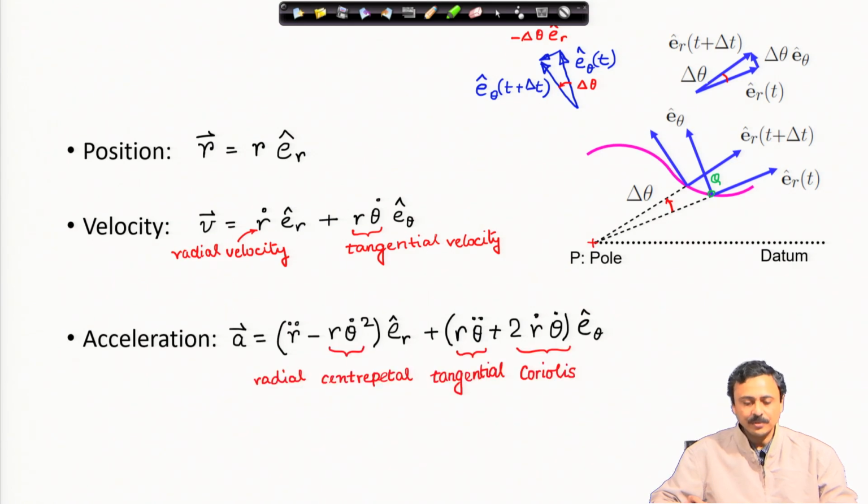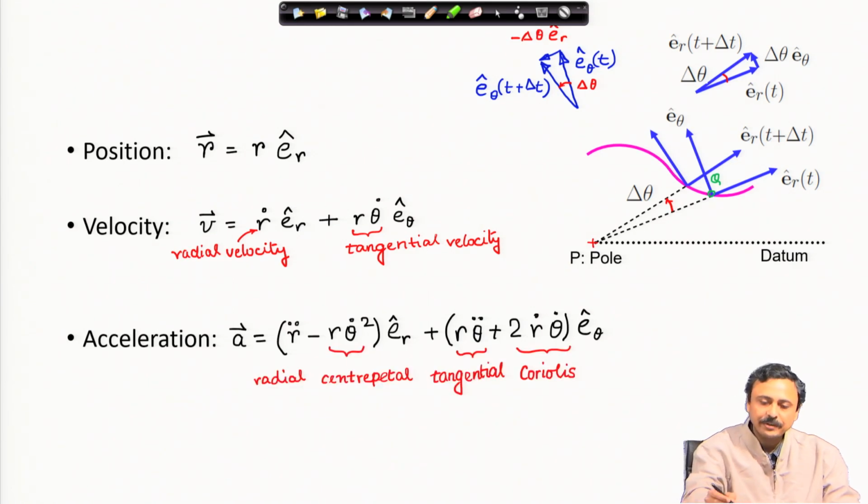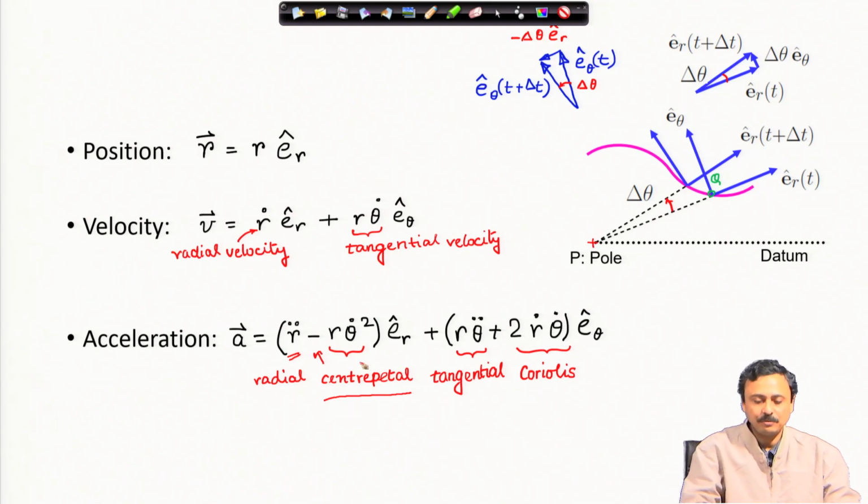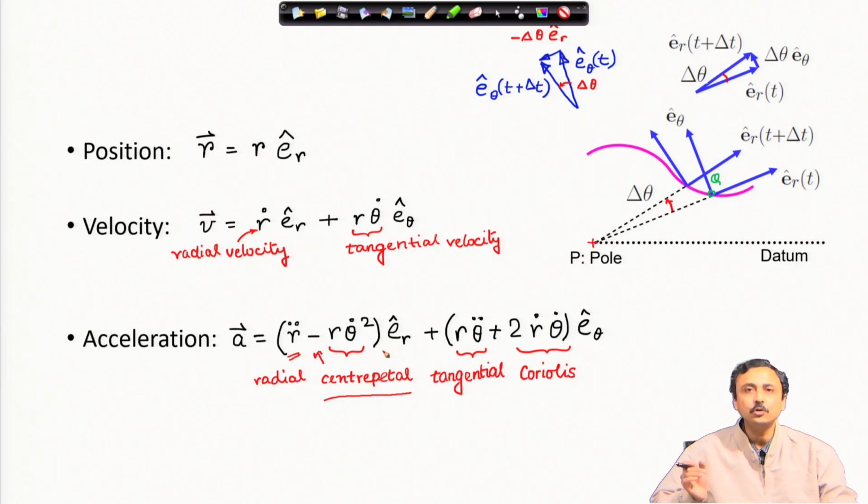Whereas, in the acceleration, we have these 4 terms. The first term is the radial acceleration, r double dot, the rate at which the radius is changing. Centripetal acceleration comes with a negative sign, which means it is towards negative e_r. If you open up the brackets, the centripetal acceleration is towards negative e_r, that means towards the pole, towards the center. So, it is center seeking. It is negative of r theta dot square e_r.